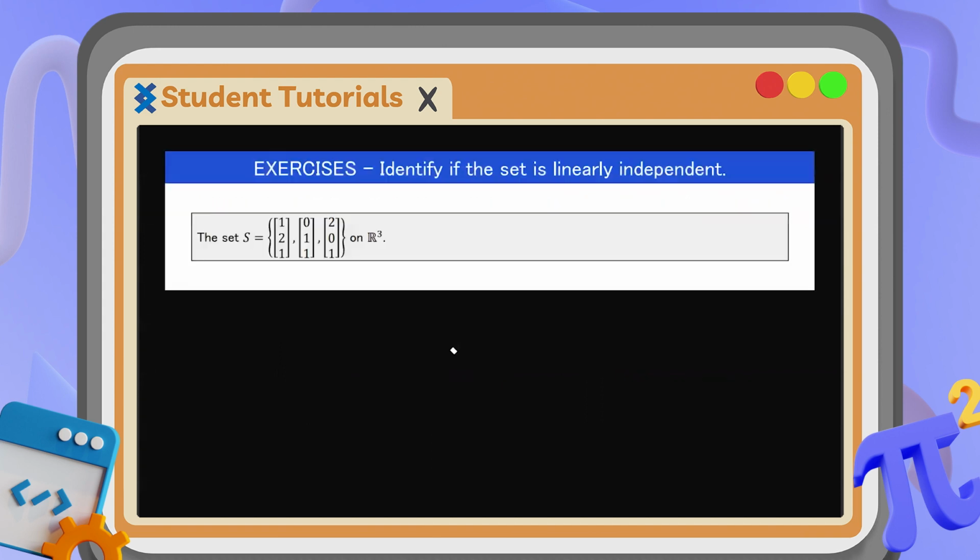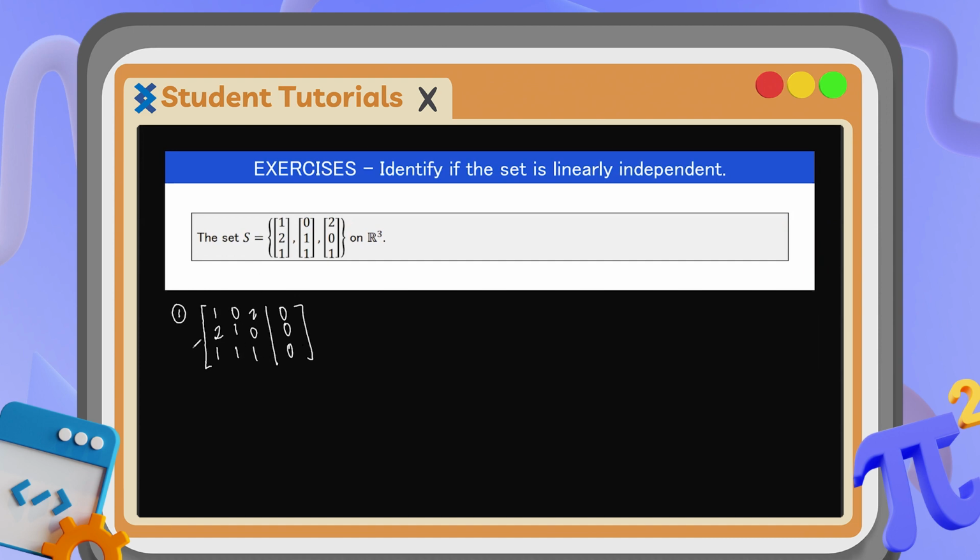So now let's proceed with the exercises. First, let's try to identify if this set is linearly independent. We have a set of vectors in R3, and we want to show whether they are linearly dependent or not. First, we create the augmented matrix. Like in spanning sets, we create the augmented matrix here and add the zero vector on the right-hand side, because we're trying to find if it's linearly dependent or not.